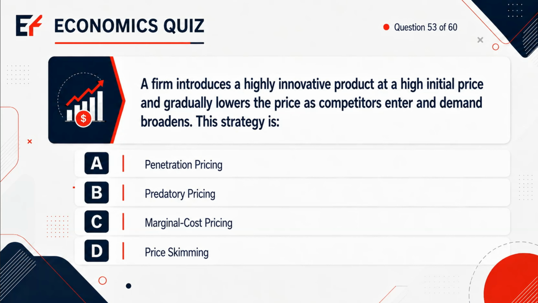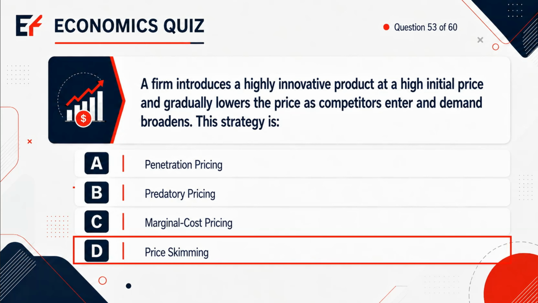Question 53. A firm introduces a highly innovative product at a high initial price and gradually lowers the price as competitors enter and demand broadens. This strategy is A. Penetration pricing, B. Predatory pricing, C. Marginal cost pricing, D. Price skimming. The correct answer is D.